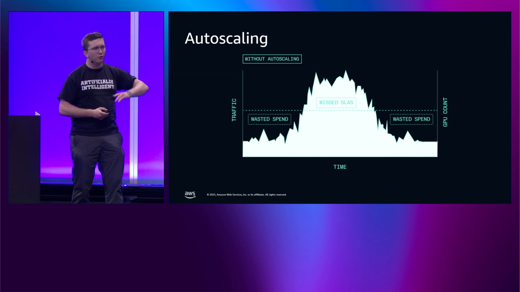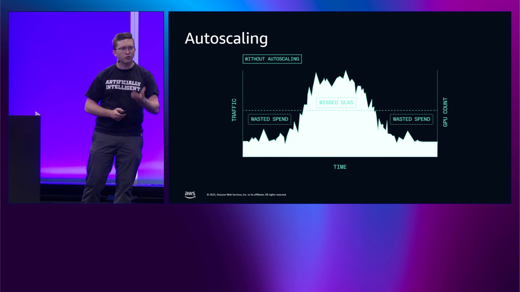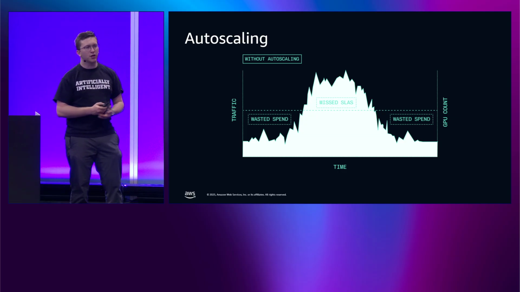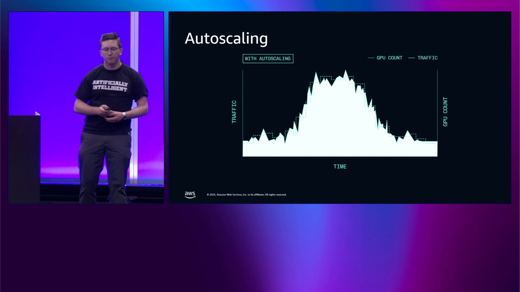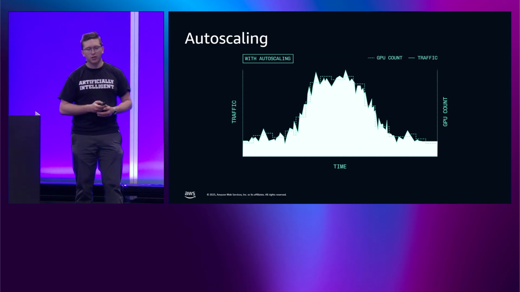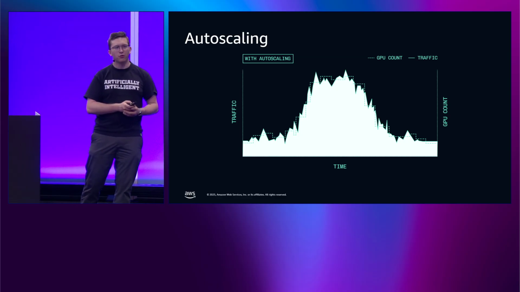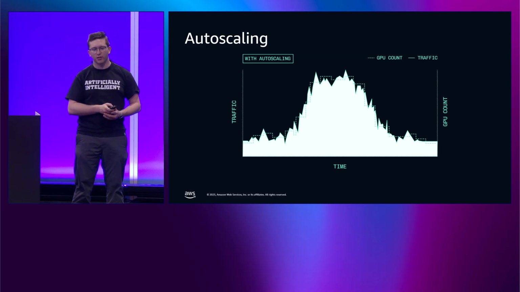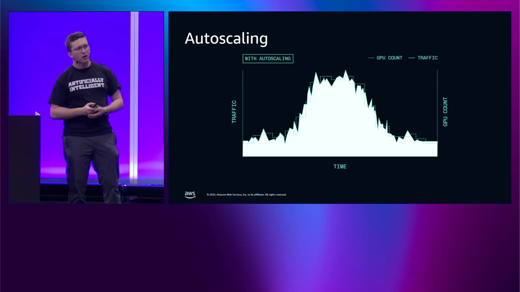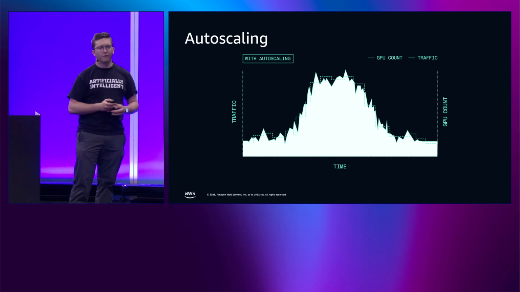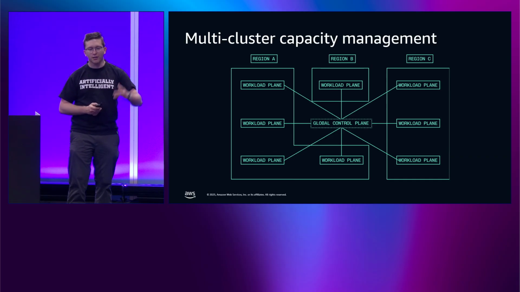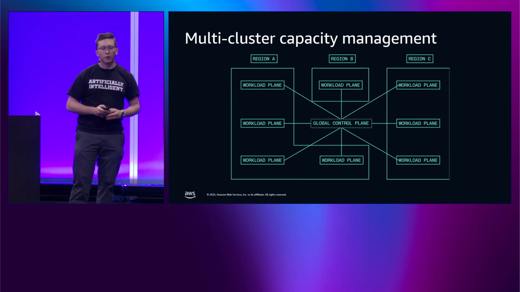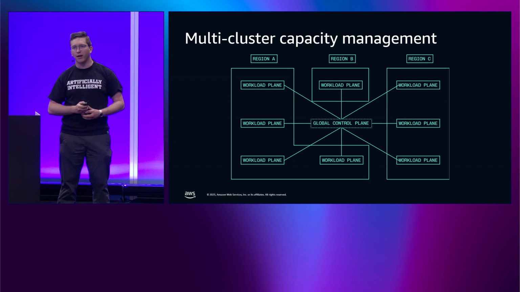When traffic is low, you're going to have wasted spend, and when traffic is high, even with all of these optimizations, your system won't have enough throughput. You'll start missing your SLAs. So that's where autoscaling comes in, to closely match the GPU capacity that you're provisioning at any given time to your traffic. At Baseten, we do a lot of traffic-based autoscaling decisions, and we're able to get this capacity via something that we call multi-cluster capacity management.